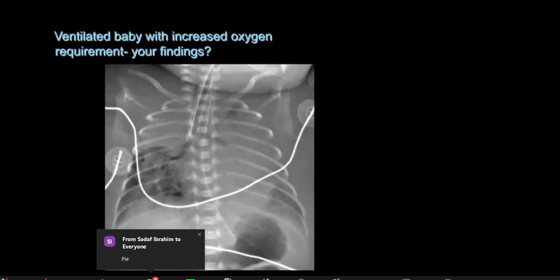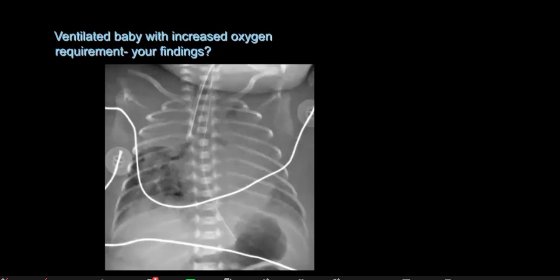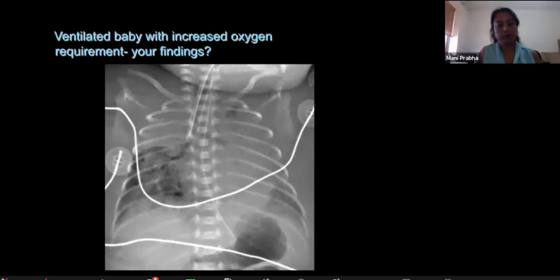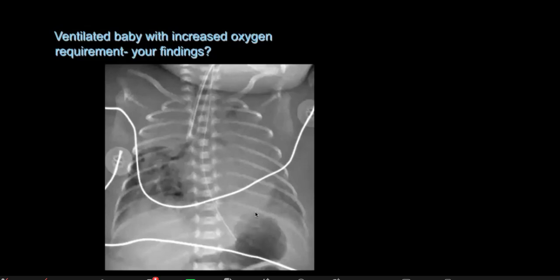I'm also not sure if there's, within the areas of lucency, a small pneumothorax as well. Mm-hmm. You mean on the right side or left side? On the right side.